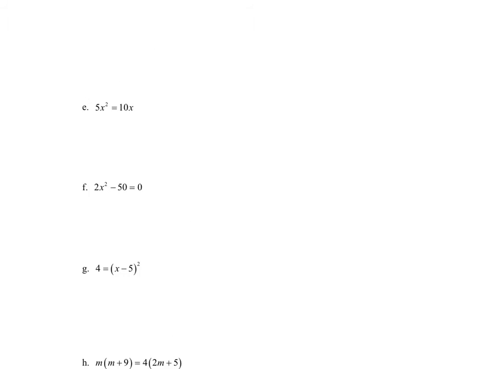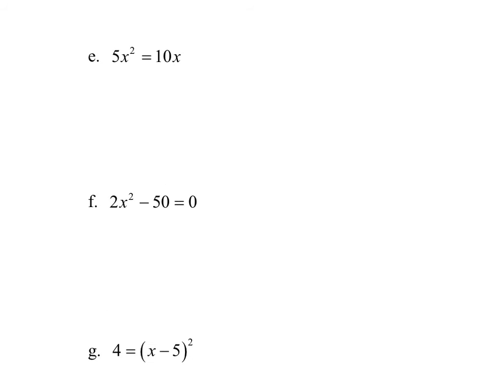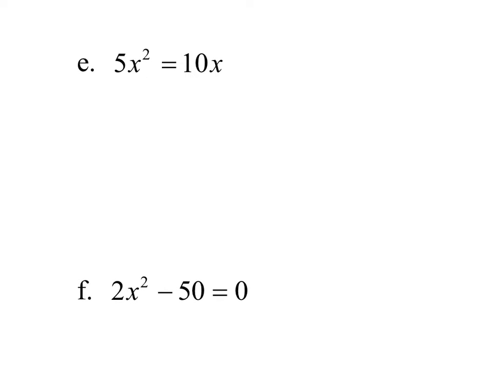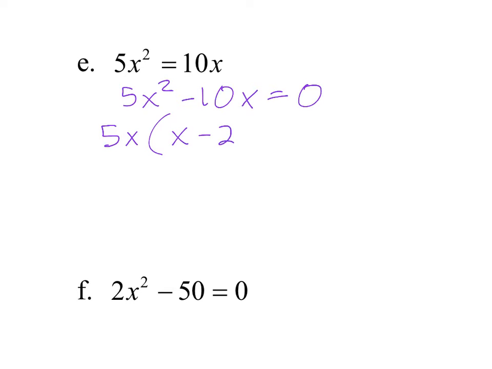We just have some more we're going to work through just as examples. All right, we're going to have 5x squared minus 10x equals 0. Now I can factor out a monomial. Both terms have a 5x in them. That's going to leave behind x minus 2.